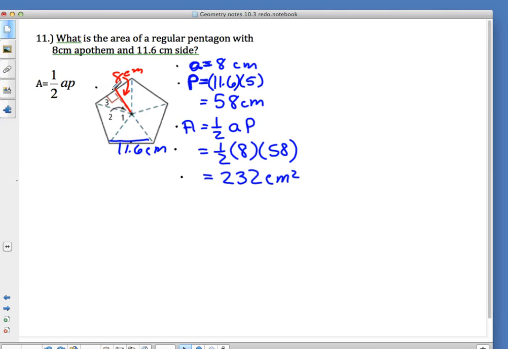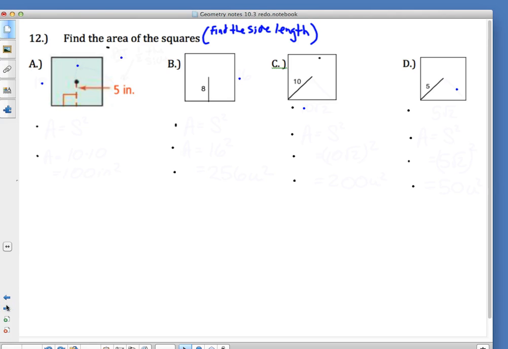Now, here's the thing. In 12A, B, C, and D, we have squares, and I'm not going to be shy about this. These all can be used with 1/2 apothem times perimeter. But why would I do it? Okay, so let's talk about this. First, the distance from the center to the midpoint of a side is 5, and in an even-sided shape, that distance is the same going the other way. What's 5 plus 5? This whole thing is 10. That happens to be the length of a side.